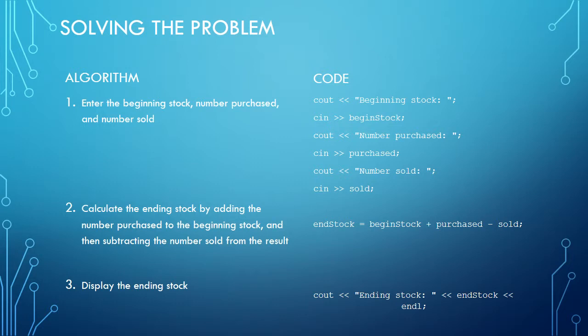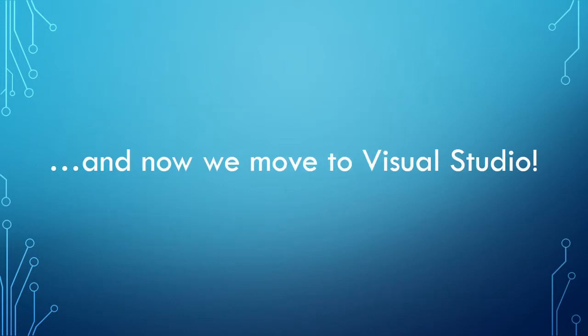Finally, we need to display the ending stock. And as usual, everything that we're going to do in this particular application is cin, cout as far as our interaction with the user. So we're going to do a cout, ending stock, end stock, endl. Remember, endl just automatically creates a new line on our output screen in our console. And that's it. That's all the code we need to solve this problem. So now our next step is to move on to Visual Studio.